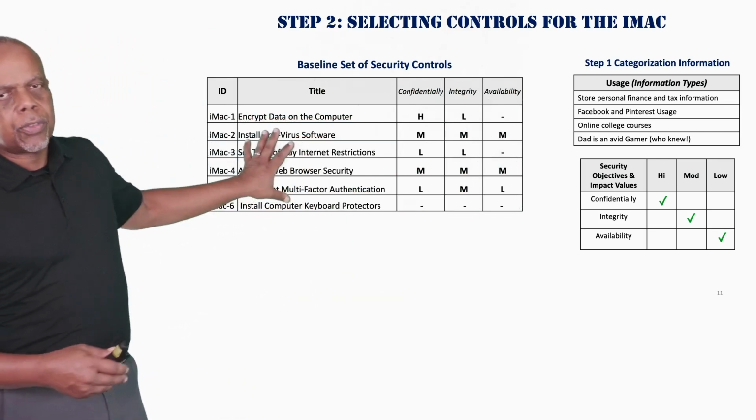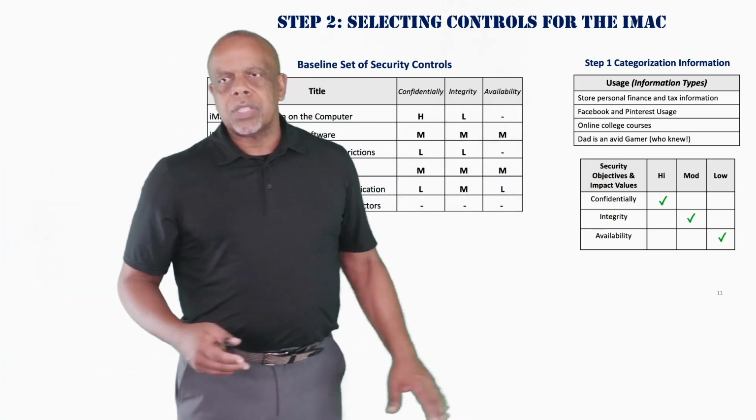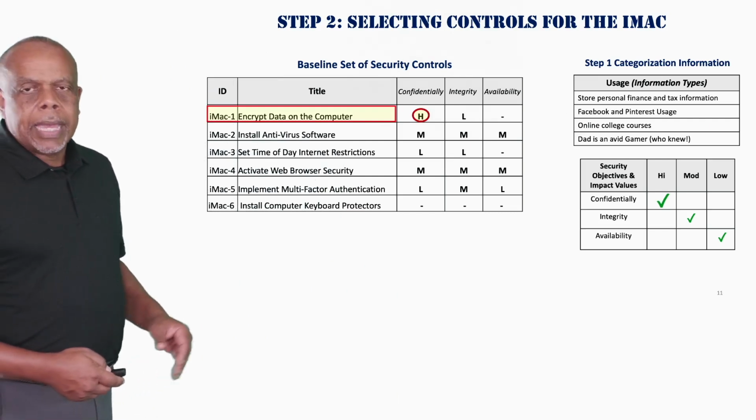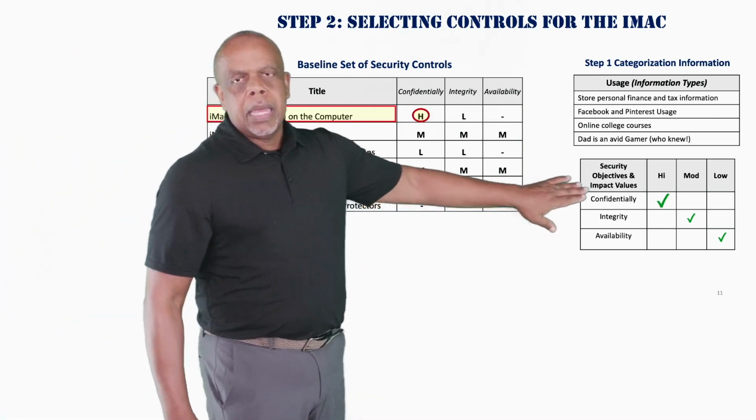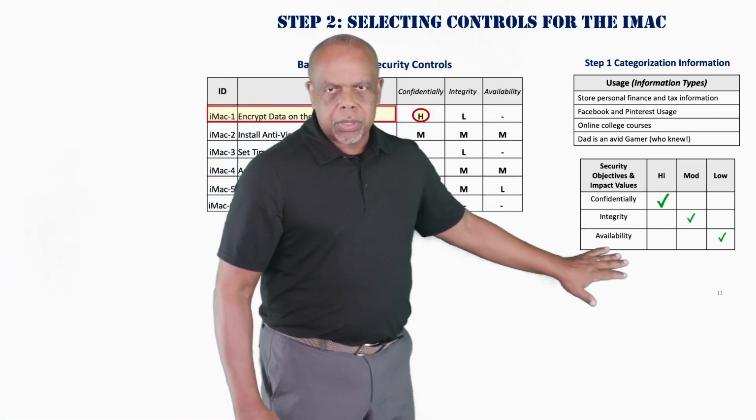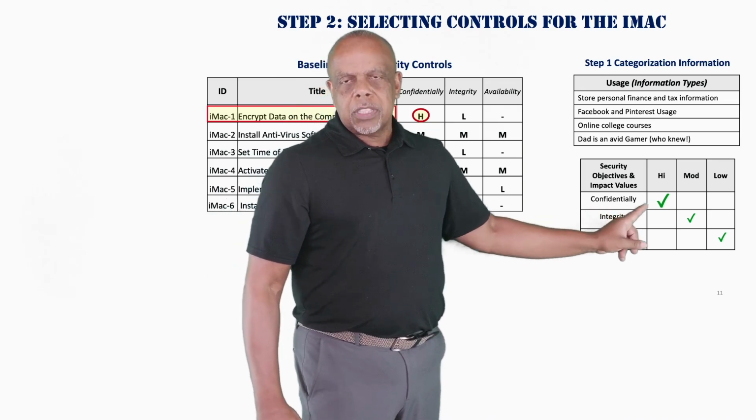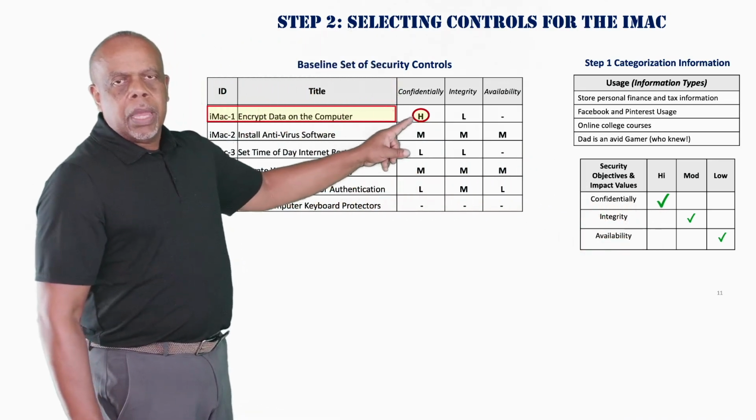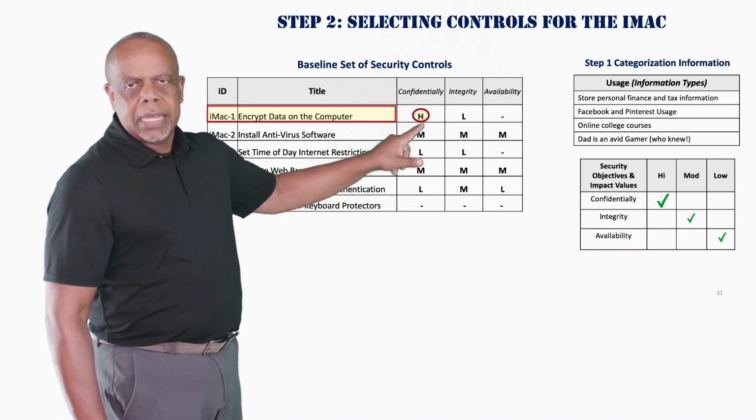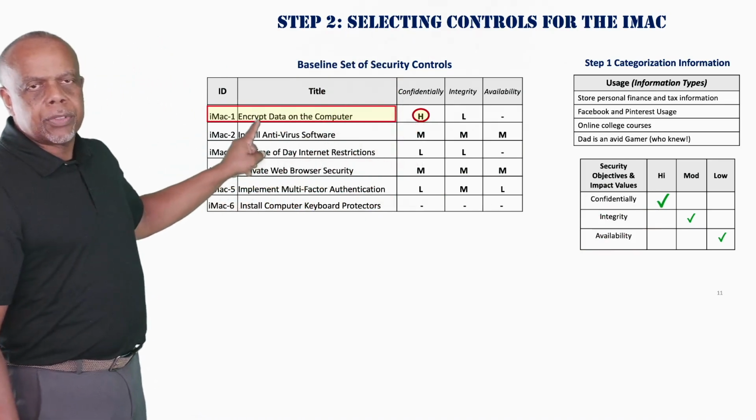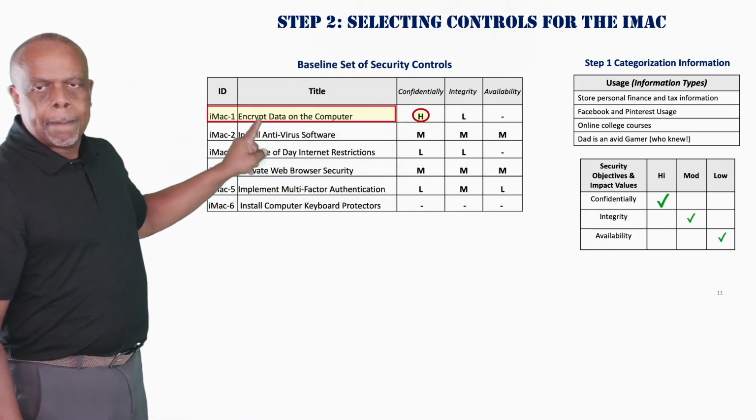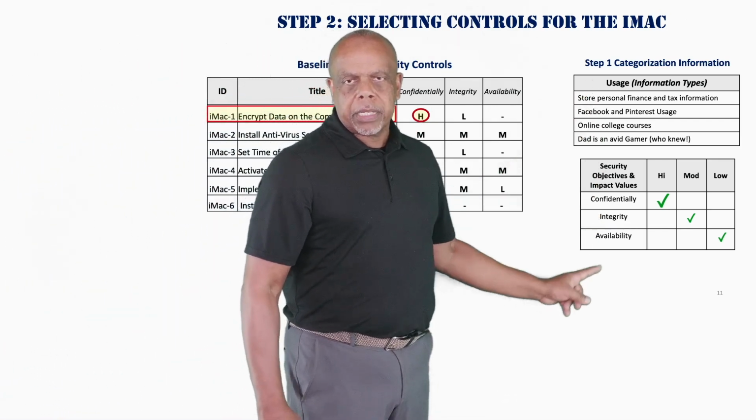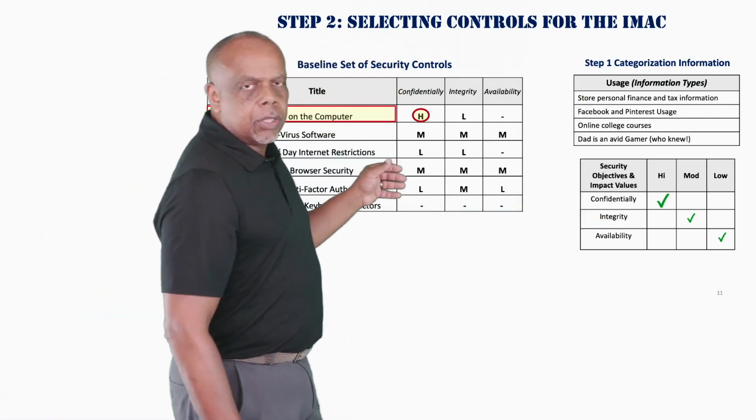Now, okay, I've got a set of controls. I've got categorization. How do I bring these together? Well, here's what I do. I take a look at my parents' categorization. Confidentiality is high, and I look at my list. If confidentiality is high, then I need to select that control. Now let's take a look at integrity. This is my categorization; I'm going to apply it to the control set.